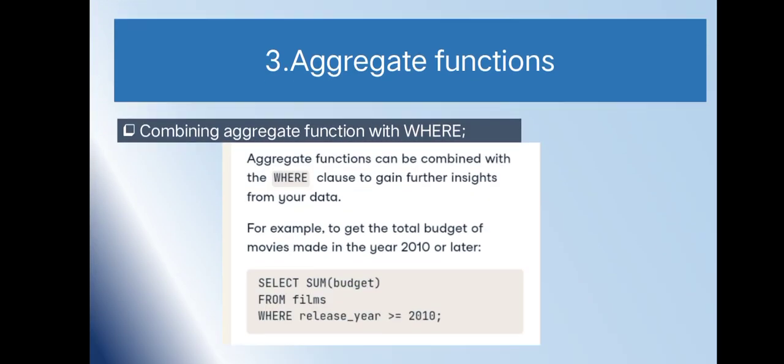Combining aggregate functions with WHERE. Now we will see how we can use aggregate functions with WHERE. Different functions can be combined with the WHERE clause to gain further insight into your data. For example, to get the total budget of movies made in the year 2010 or later, we will select SUM budget from the films table where release year is greater than or equal to 2010.